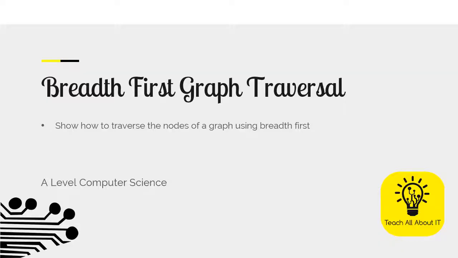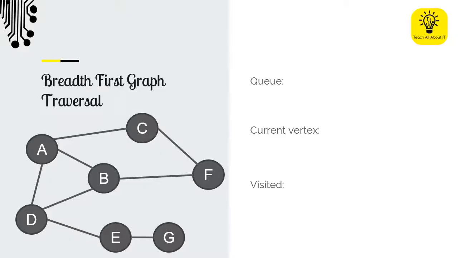In this video, we're going to be looking at breadth-first graph traversal and showing how we can move through the nodes of a graph, or the vertexes of a graph, using the breadth-first graph traversal method. So here we have our graph, and in this case we are going to use a queue data structure.